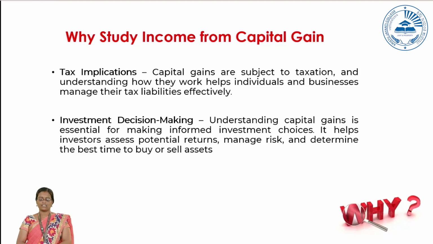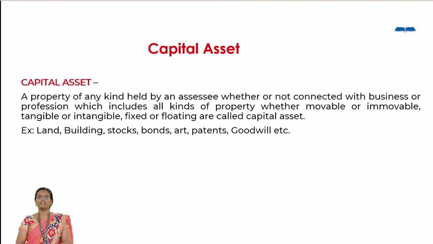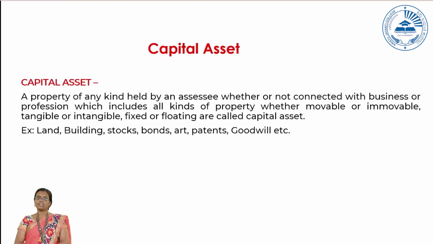So with this as the base, we will quickly move on and understand what do you mean by a capital asset so that we relate capital asset to capital gain. When you talk about capital asset, it is any kind of a property which is held by an assessee, the person who is going to pay tax, whether it is connected with his or her business or profession. Now, when I say property or a capital asset, it could be a property that is movable, immovable, tangible, intangible, or an asset that can be circulated.